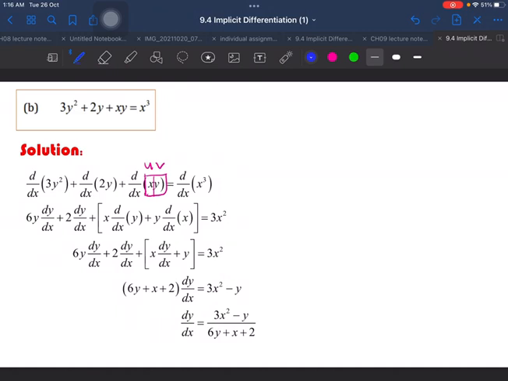First term is d over dx of 3y square. We get the answer 6y, and then we need to multiply by dy over dx, because we are differentiating with respect to x but we have the variable y. Okay, 6y dy over dx. This one is for the first term.